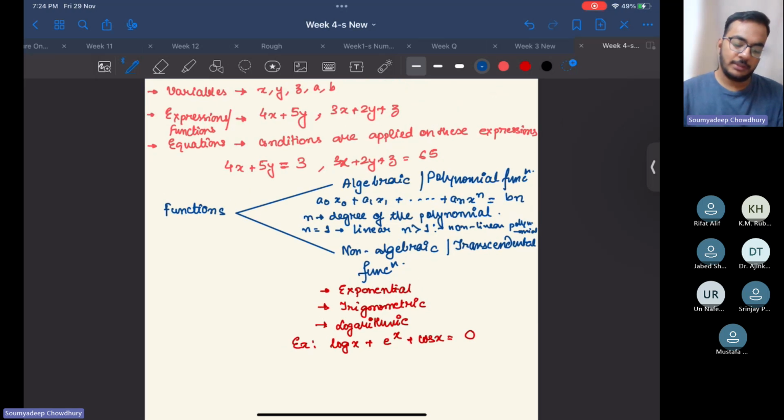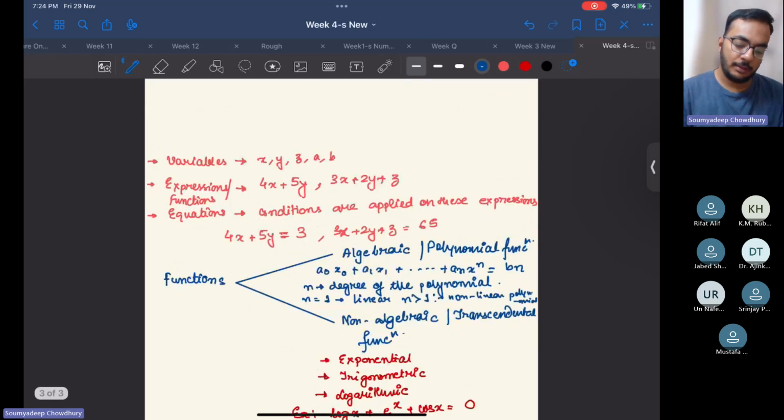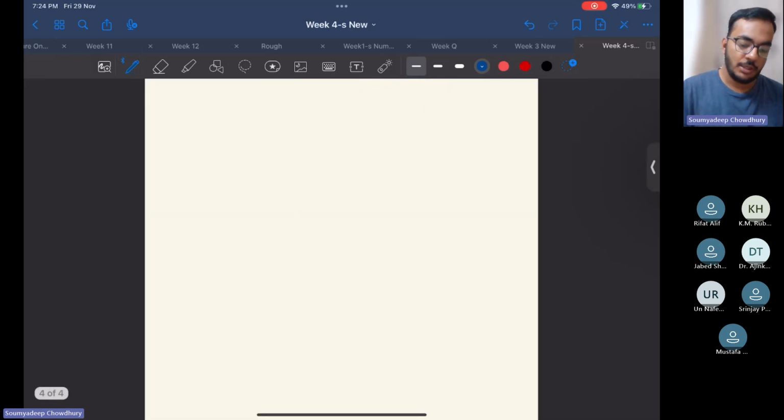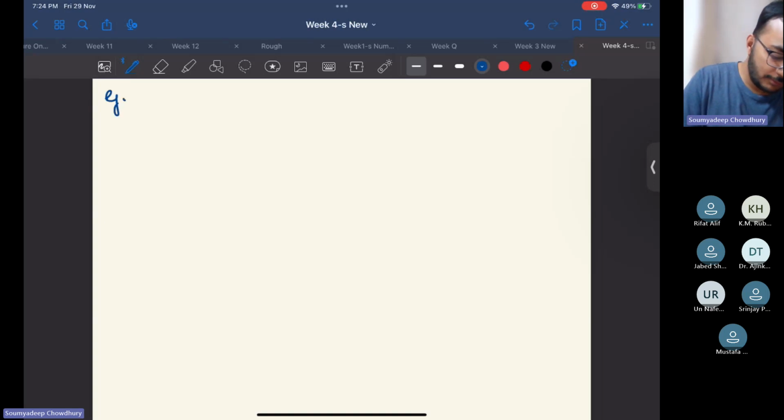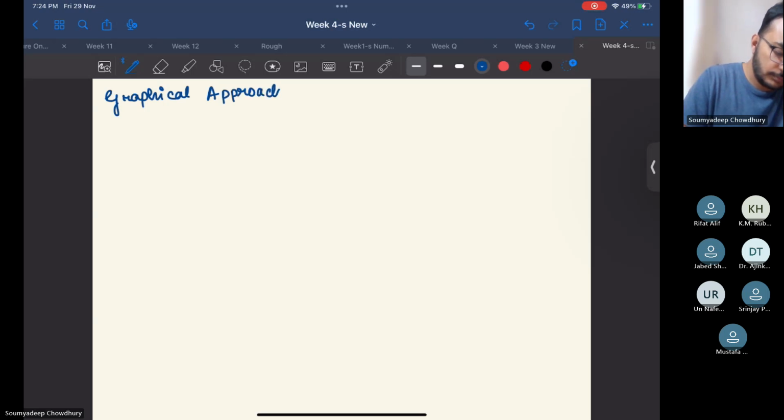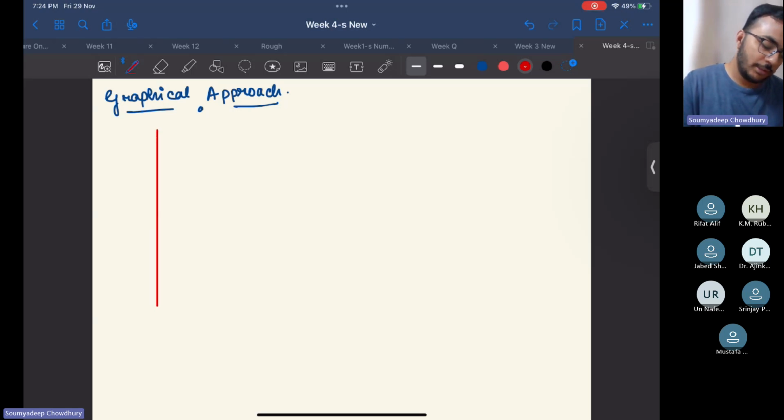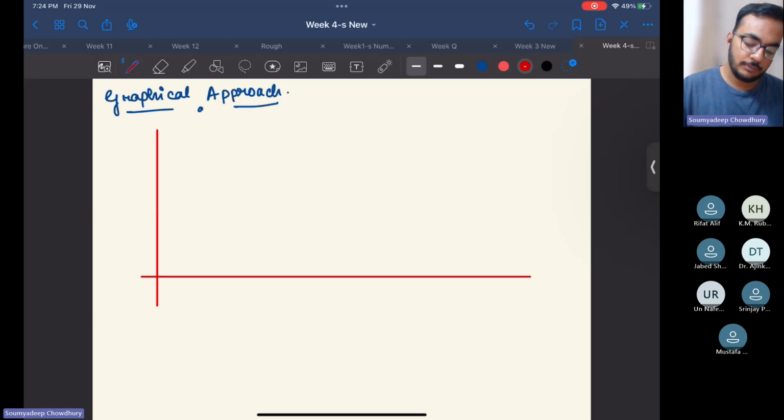So first I'll give a basic introduction about the graphical approach, a generalized graphical approach. So what is told in the graphical approach? I'll take a random function and I'll plot it. I don't know what the equation is. I'll just use a random plot.